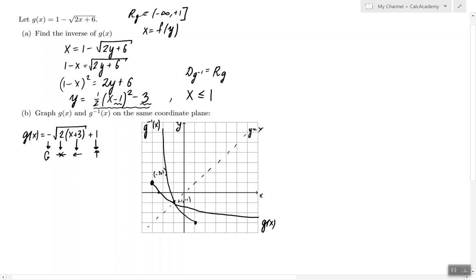And notice how we were able to catch our mistake by approaching this problem from two different angles. So the vertex is at 1, -3, and it's going up. The vertical stretch is 1/2, meaning it's a compression, and it will look exactly what we already have. So this is how you find the inverse and graph the graphs of a function and its inverse on the same coordinate plane.